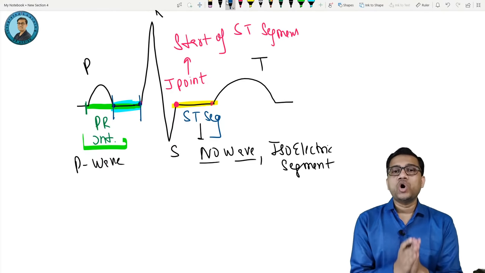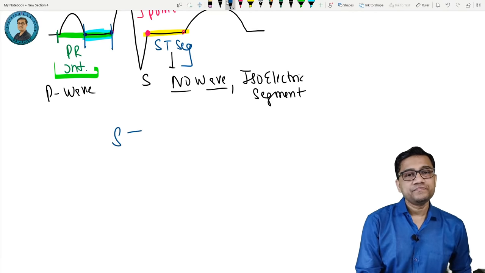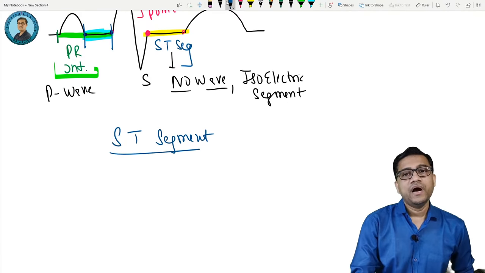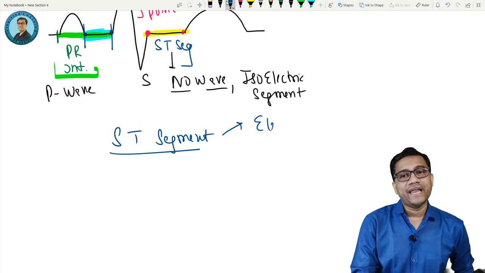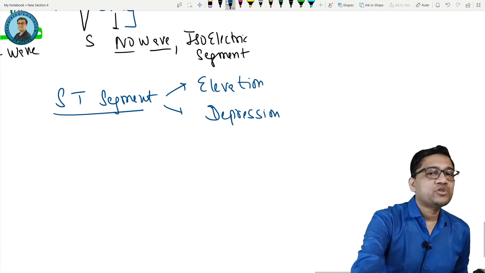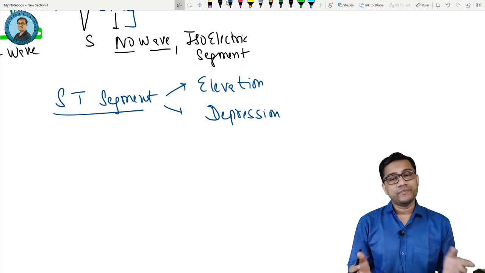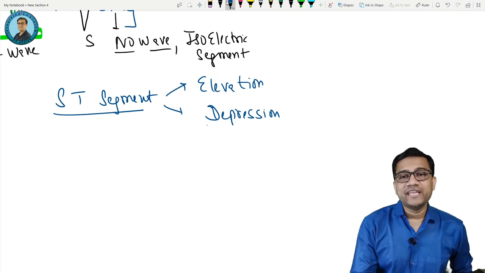Now this ST segment is a very, very important thing. Why? Because it moves in various conditions. Two things: either it shows an elevation or it shows a depression. Either it goes up or down. So that's why it either shows elevation or depression.